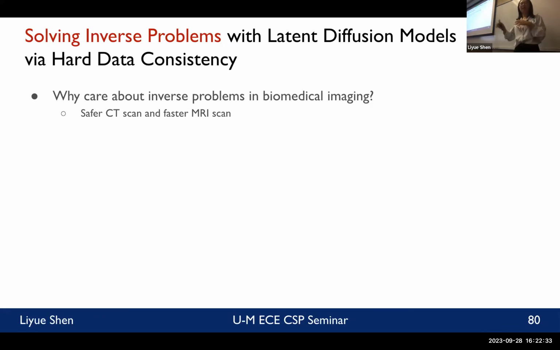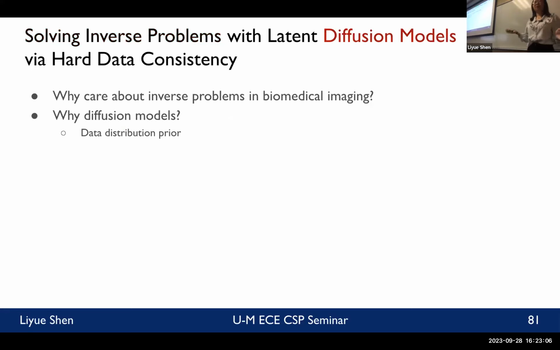So this gets back to the conclusion and also the end of this talk. We discussed many of these papers, about how we solve inverse problems using the latent diffusion model and what approaches were proposed here, which we termed hard data consistency. We first mentioned the inverse problem in biomedical imaging as a brief background. So why do we care about this kind of problem? We care about safer CT scanning, and we want faster MRI scanning.